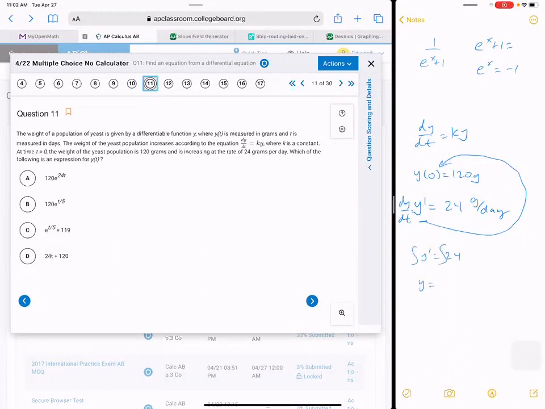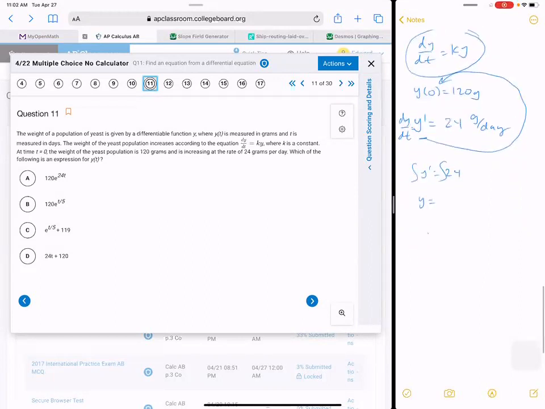But wait, here's our problem. That is our rate. Let me think. So if we start back here and we say dy over dt is equal to ky, okay? So for us to take the integral of this problem, sorry, this is a 0, okay? That's what it was.